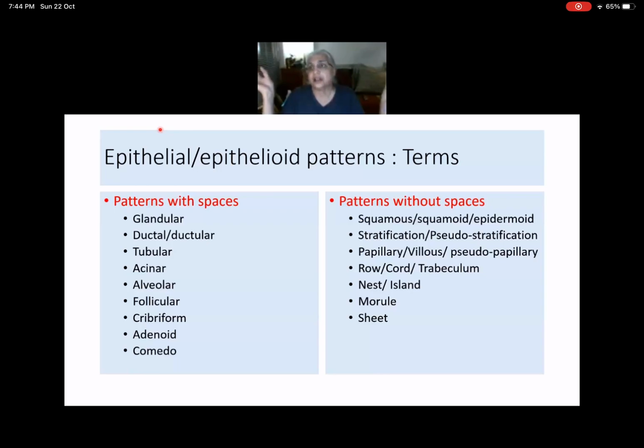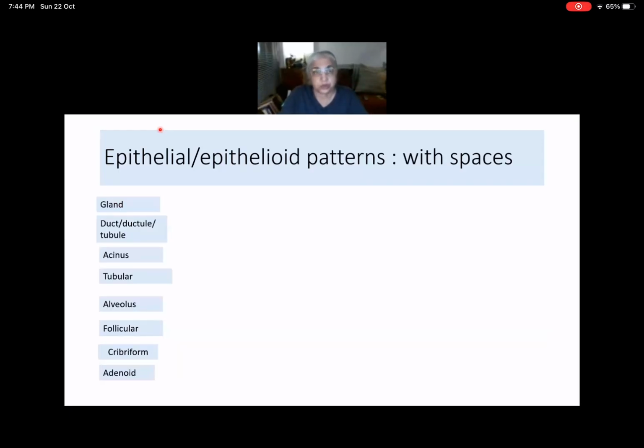Well, there are ducts and acini in the salivary gland. There are only ducts in the breast. Okay? So please, you can't call ducts glands. They are not glands. And it's high time that you learned how to use words properly.